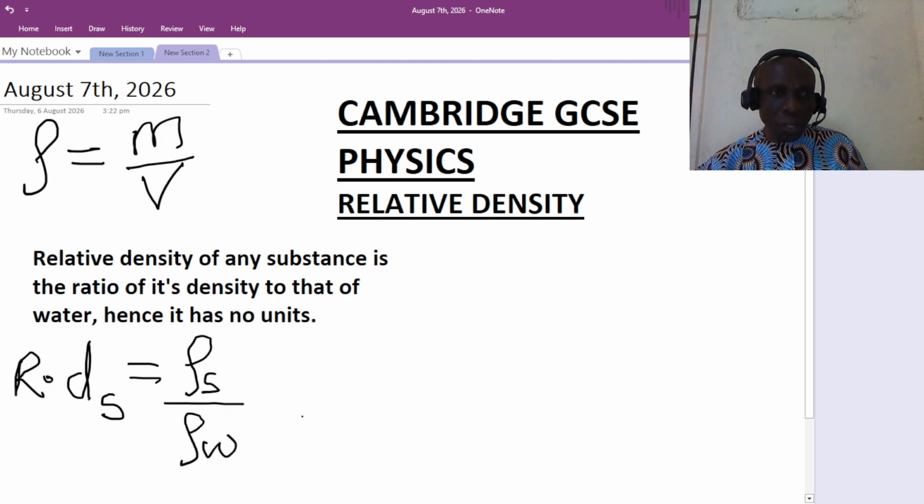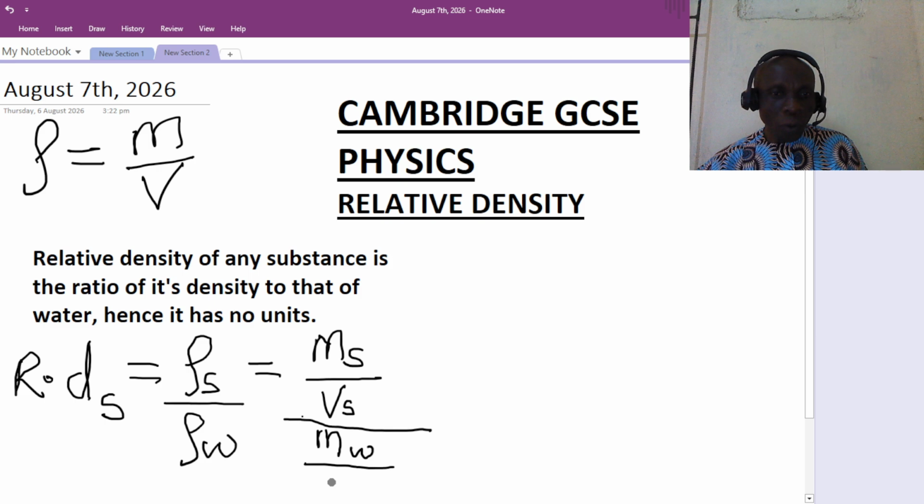But recall from this equation, density is always mass over volume. So we replace whatever densities we have in these fractions with the ratio of mass to volume. For the substance, we will have the mass of that substance divided by what? Volume of that substance. We still bring our division bar, and then mass of water, are you there, divided by what? Volume of water.